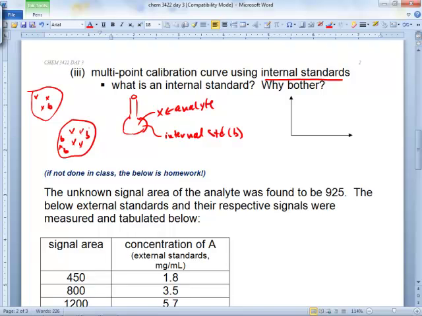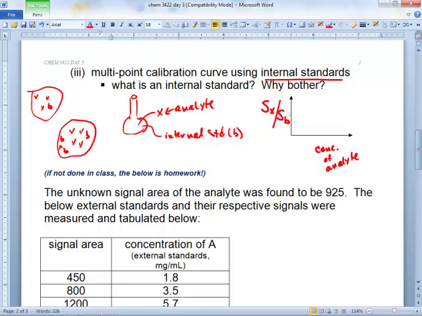Okay? So when you make these plots, you're not going to plot just the signal of your analyte versus concentration of analyte. You're going to plot the ratio. Signal of the analyte to the signal of the internal standard. It's twice the amount of work because you have to make 2 measurements. You have to measure the signal of your analyte and the signal of your internal standard.